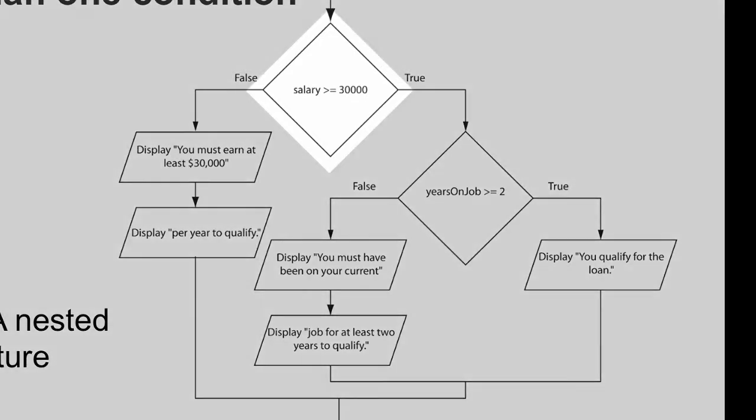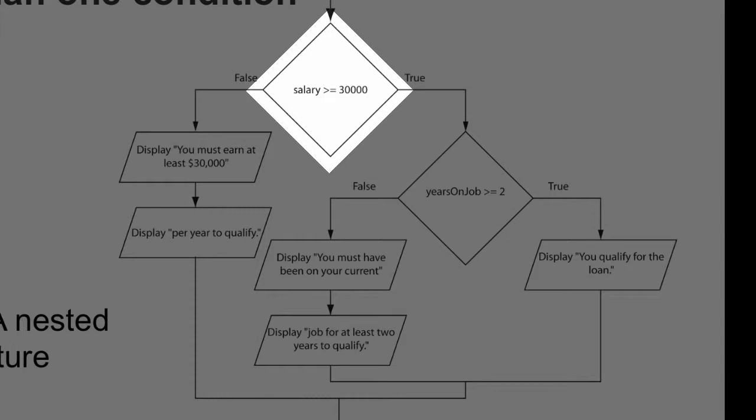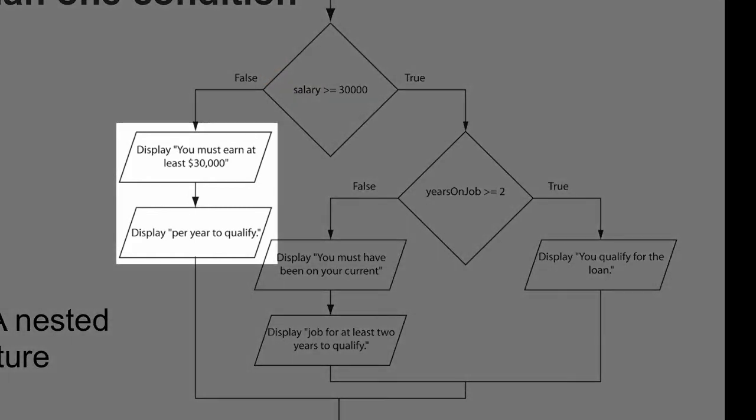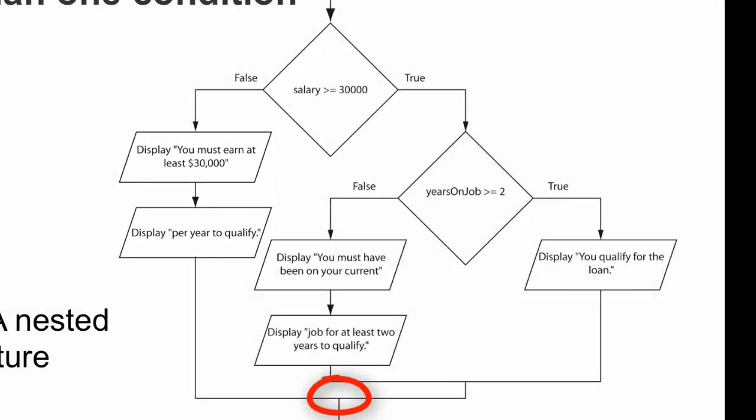So we say if your salary is greater than $30,000, and let's say that it's 25. Then we're going to go to the left, or the false, and our statements would read, you must earn at least $30,000 per year to qualify, and then we go down to our end if.